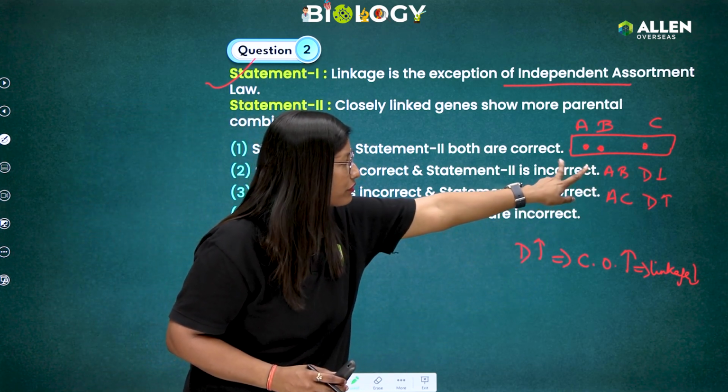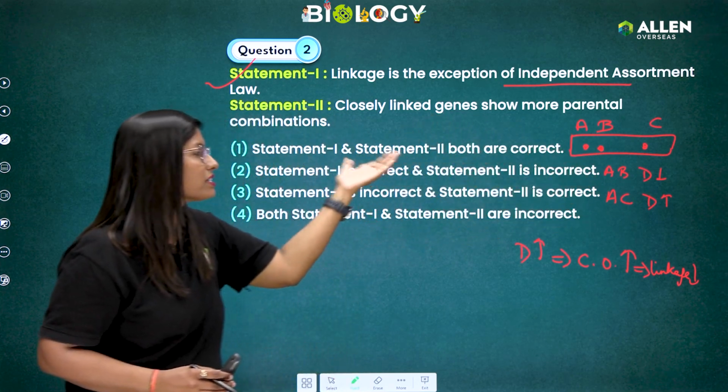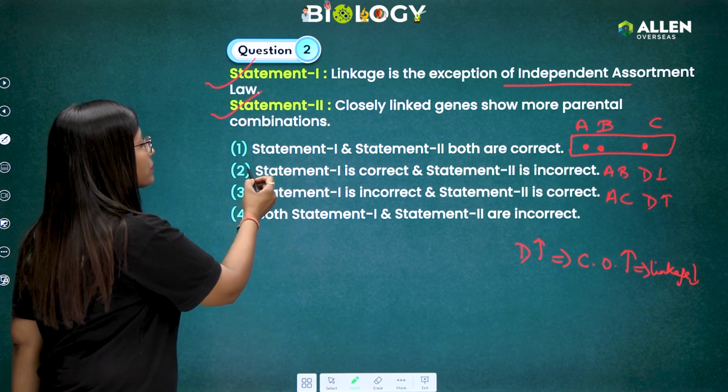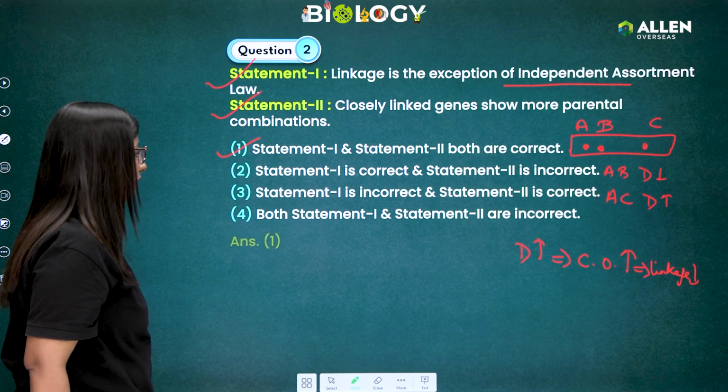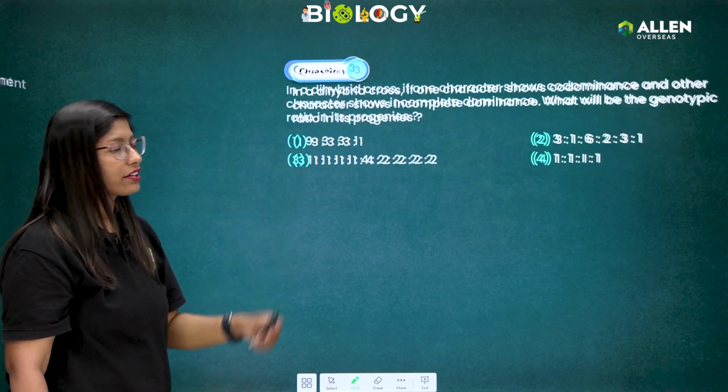Okay, so here if the distance is less, they are closely linked, and when they are closely linked it means more parental combinations. So statement 2 is also correct. So our answer becomes both statement 1 and 2 are correct. That is option number 1. Okay, now moving to the third question.